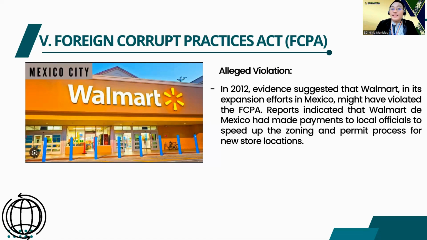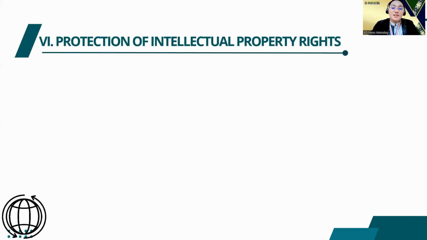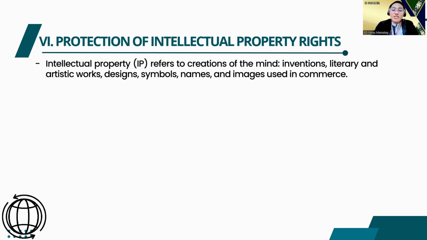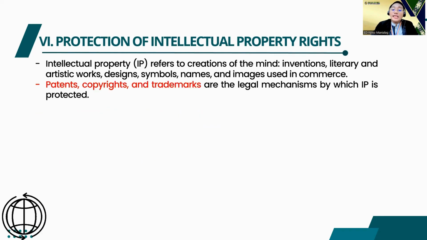Now, let's take a look at and discuss the sixth topic, which is protection of intellectual property rights. Intellectual property refers to creations of the mind: inventions, literary or artistic works, designs, symbols, names, and images used in commerce. Patents, copyrights, and trademarks are the legal mechanisms by which IP is protected. So let's delve into these mechanisms and the global challenges they face, based on the discussion that we made earlier.